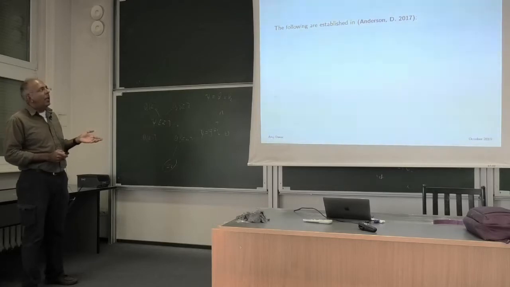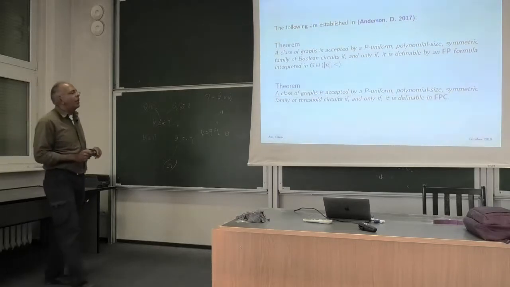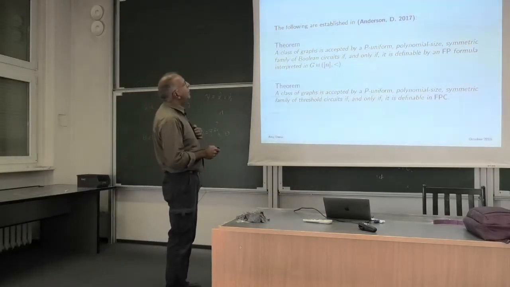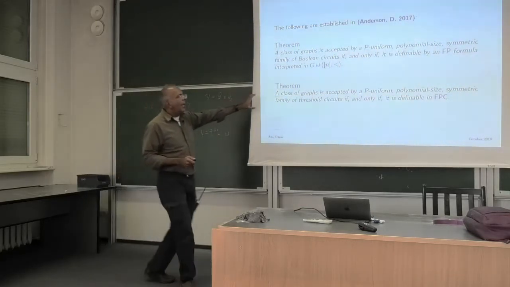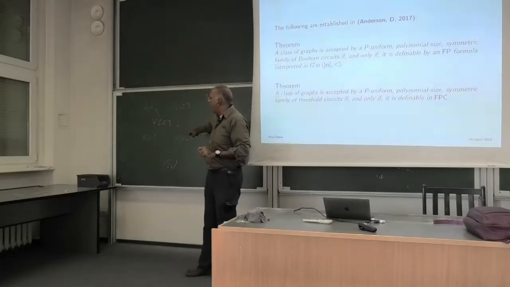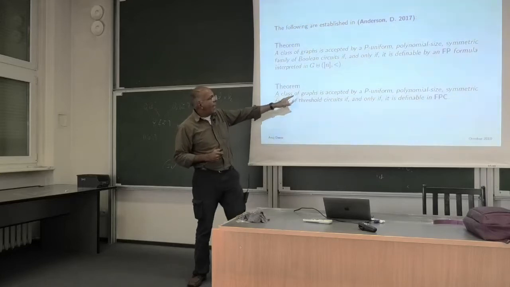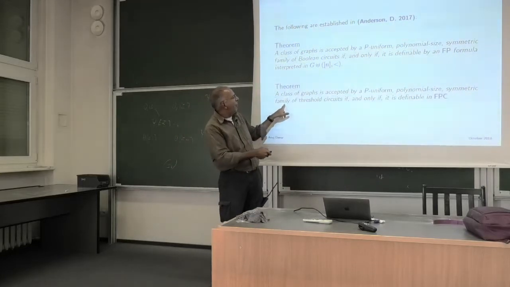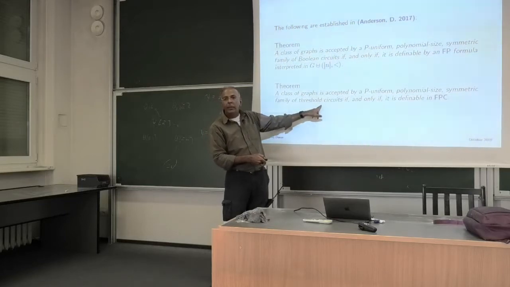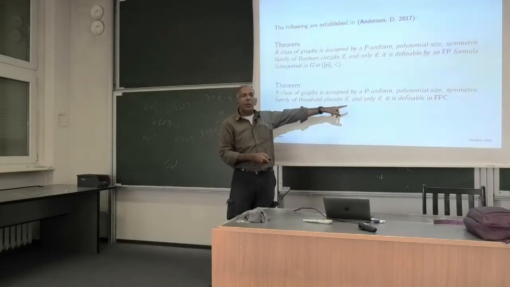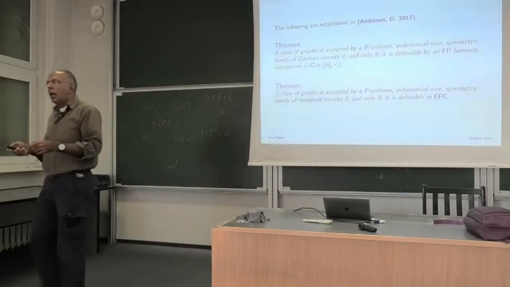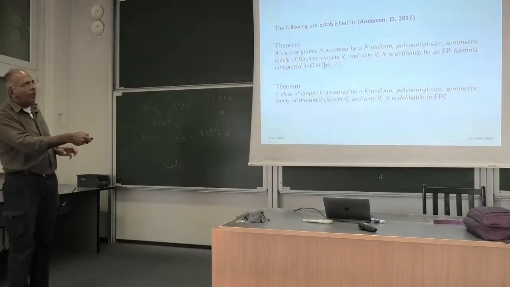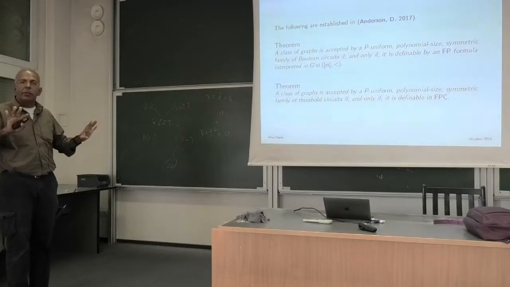So the results relating circuits and logic are these two theorems. I kind of flashed them up at you last time. The second one basically says that the last translation I gave you has a converse. You can take any polynomial size family of symmetric circuits with threshold gates, right? And you can translate it to a formula of FPC. If it's a uniform family, polynomially uniform, polynomial size, it can be translated back to FPC. So this is an equivalent characterization of FPC.